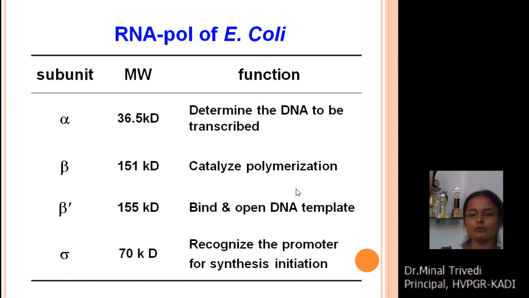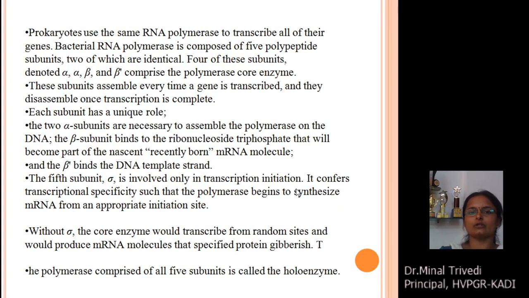The sigma subunit: when the sigma factor associates with the core subunit, the resulting component, as we have discussed, is known as the holoenzyme. And this sigma subunit has the function to recognize the promoter, attach to the promoter, and initiate the RNA synthesis. So sigma factor plays a significant role in the initiation of the transcription process. Prokaryotes use the same RNA polymerase to synthesize all types of RNA molecules.